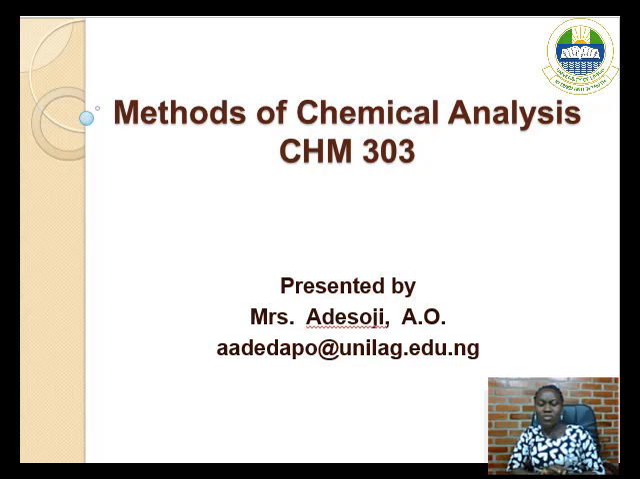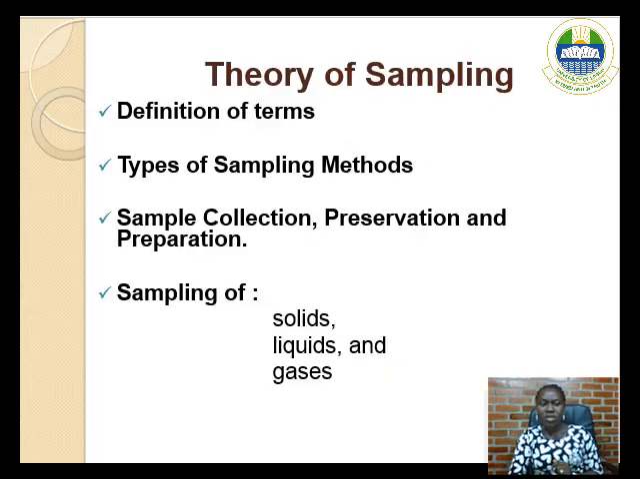It's another time to start the CHM 303, which is Methods of Chemical Analysis. Today we'll be looking into another study session titled Theory of Sampling. We had discussed theory of errors earlier, and this session we would be talking about detailed information on how to sample correctly in order to avoid errors. Now let's take a proper look at theory of sampling. That's our topic for today.